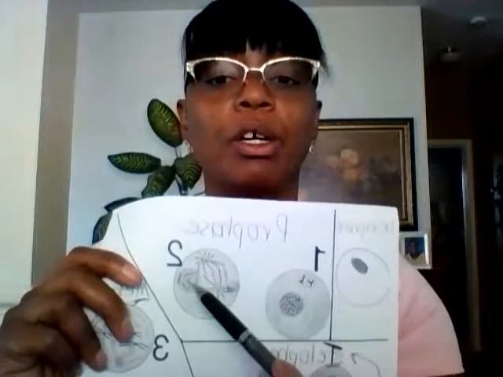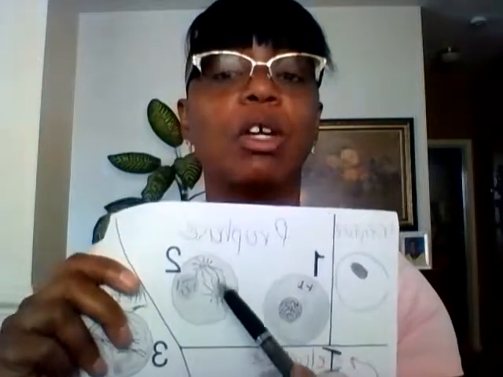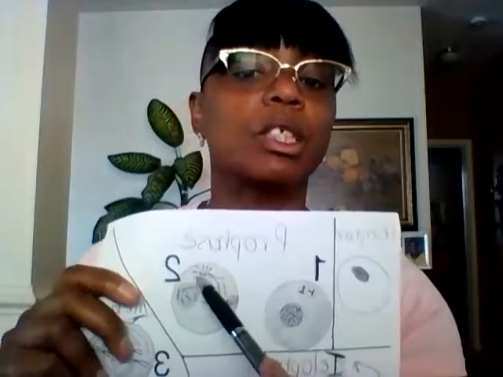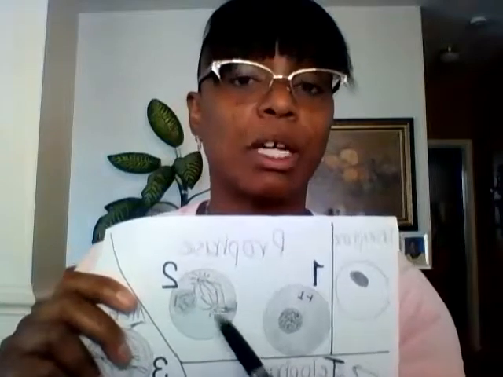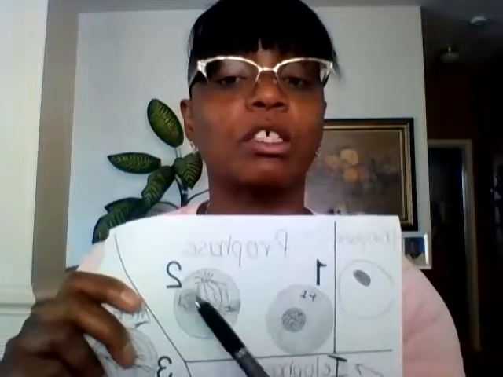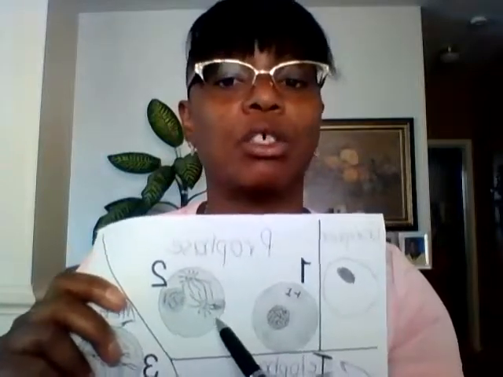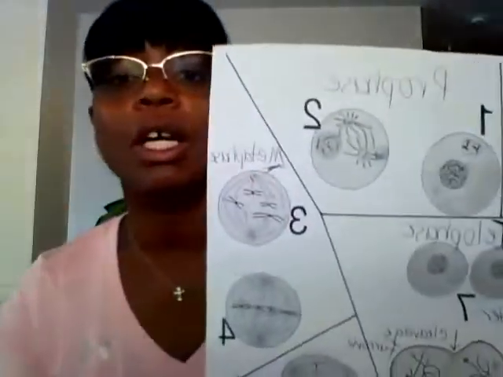This pairing up occurs, the spindle fibers elongate, the centrioles begin to migrate to the poles of the cells, but they have not completed that migration. That does not occur until we get to metaphase.